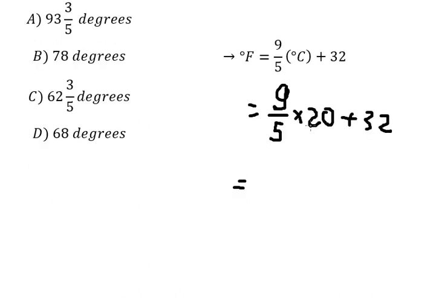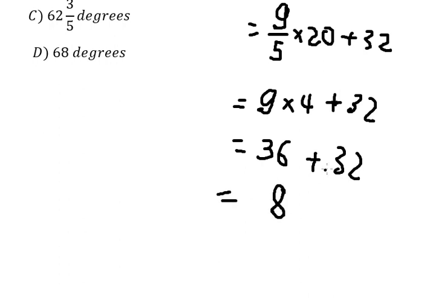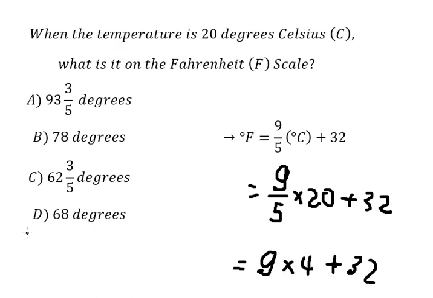So we can see that number 20 we can divide by number 5 in the fraction. 20 divided by 5, we have number 4. Nine times number 4 is 36. 36 plus 32, we have number 68. And the final answer is D.